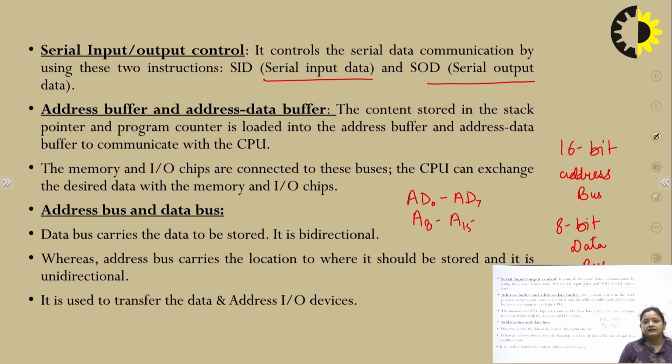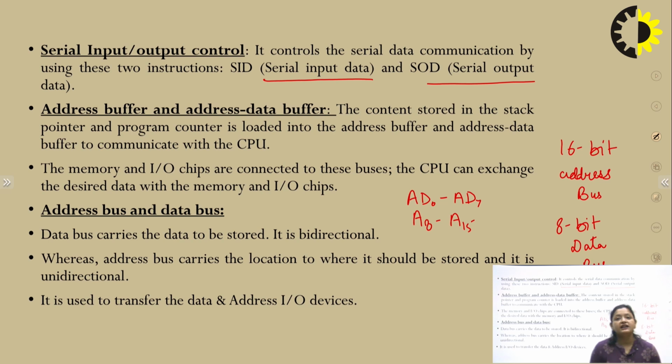Another important thing here is to understand that address bus is always unidirectional because a microprocessor has to access a particular memory location. So address bus is always from microprocessor to memory, from microprocessor to IO.